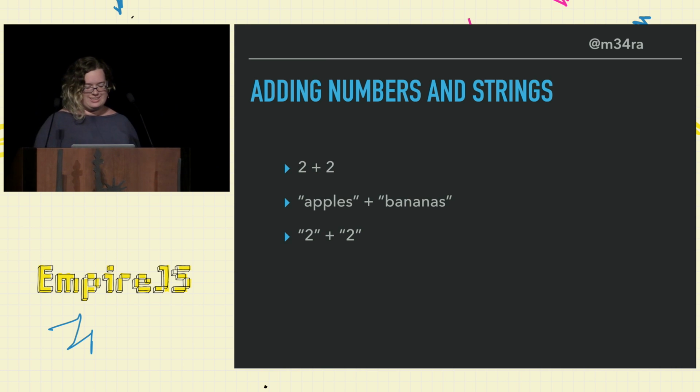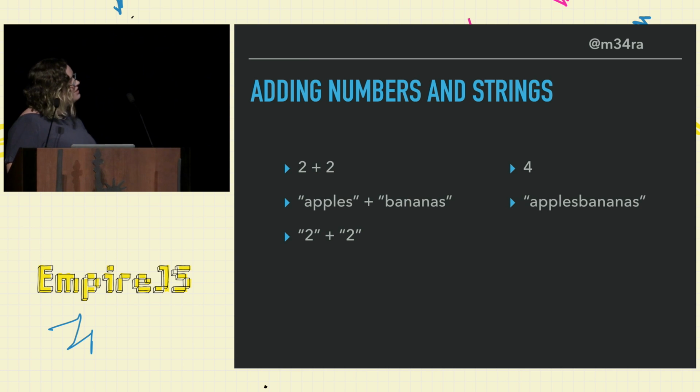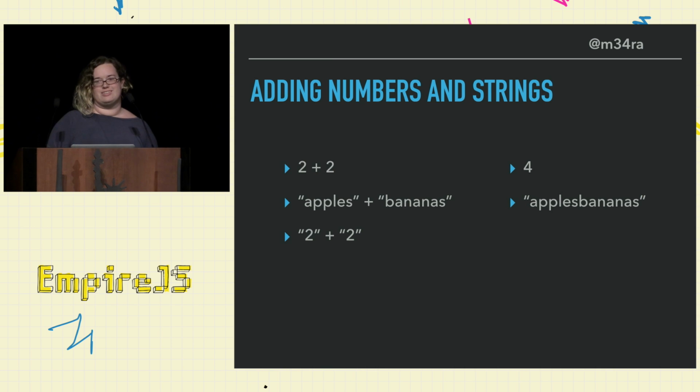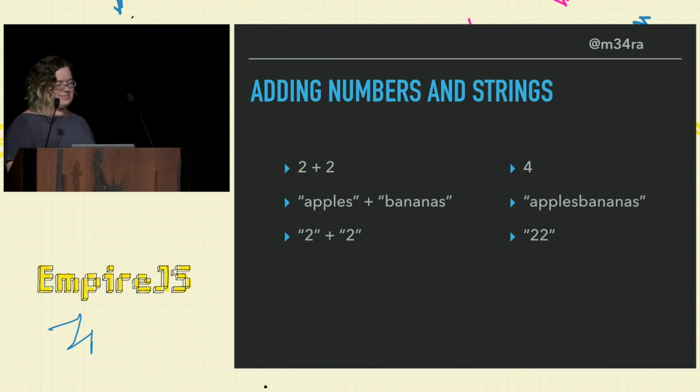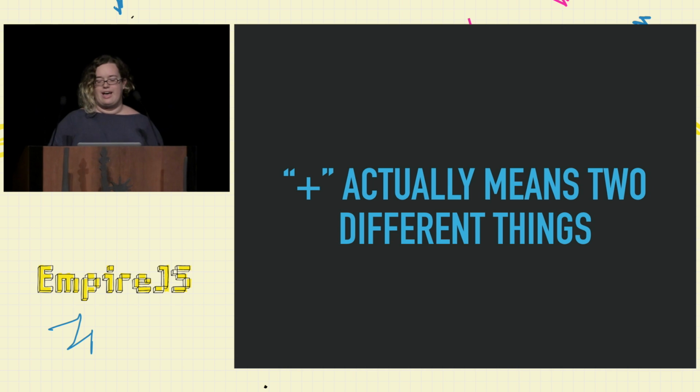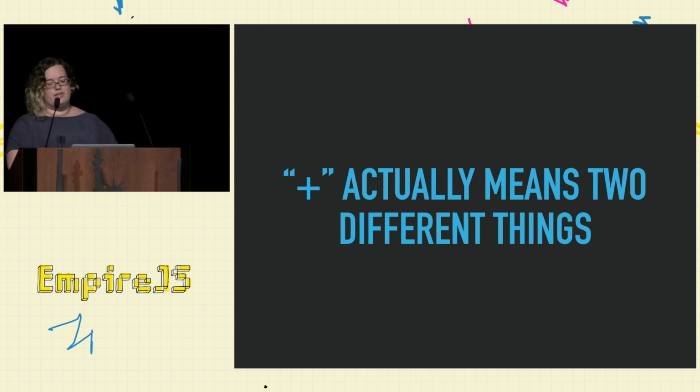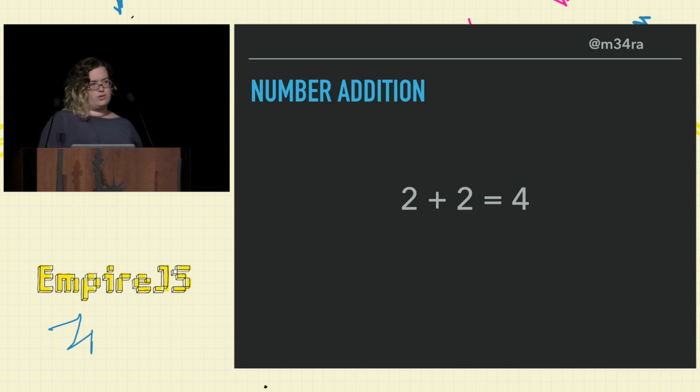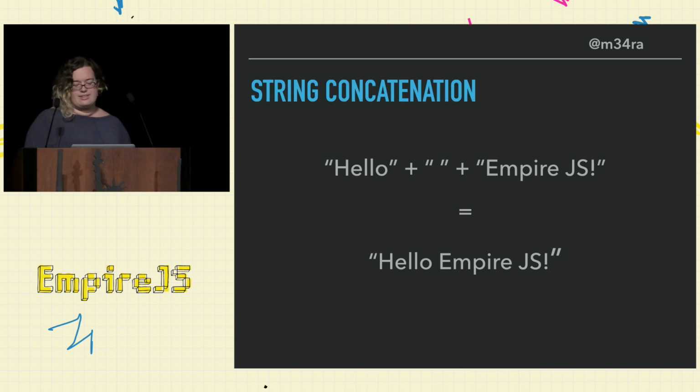Oh my gosh. All right. Winning. How about apples plus bananas? Apples, bananas, yes. How about string 2 plus string 2? 22. All right, fantastic. So as we can see from that last slide, plus actually means 2 different things. The first one is number addition, which hopefully we're all familiar with. And this other one is string concatenation, which if anyone is not familiar, is basically just taking 2 or more smaller strings and squishing them together to make one bigger string.